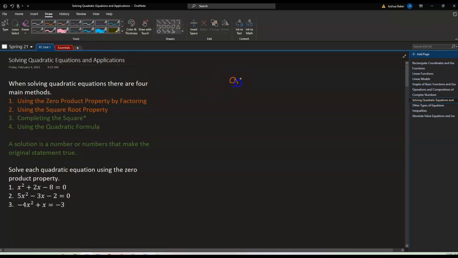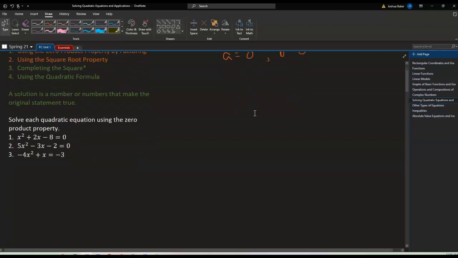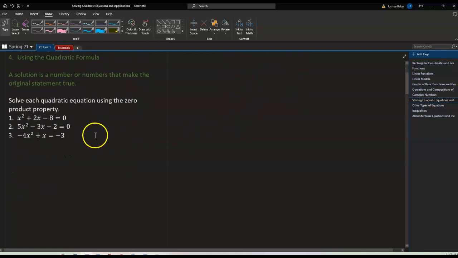So the zero product property basically says this. If you multiply two things together and the answer is 0, that means that one of those two things has to be 0. Okay? There's no way to multiply two numbers together and get 0 unless one of them is 0. It just has to be that way. So we're going to use that to our advantage down here when we're looking at factoring these.